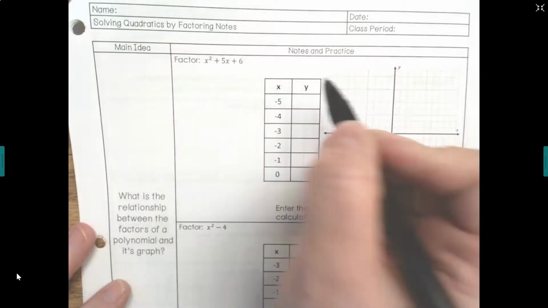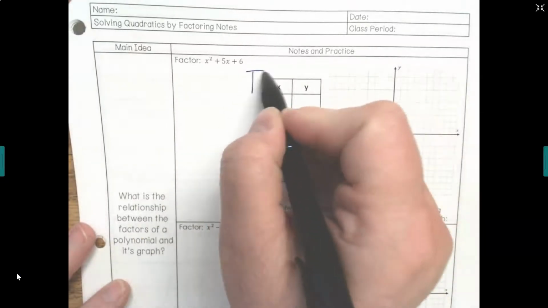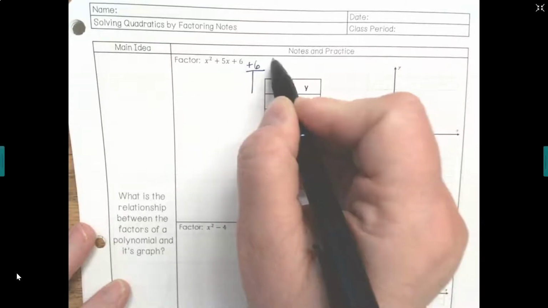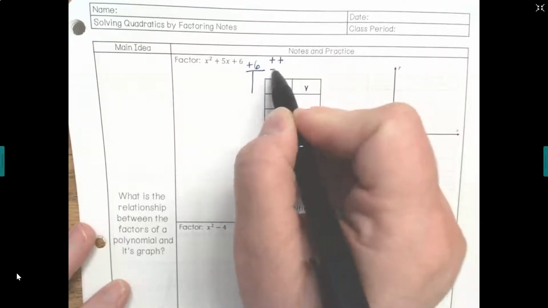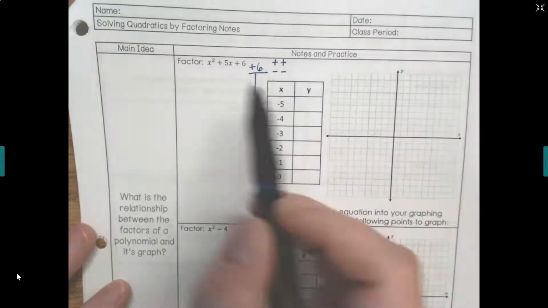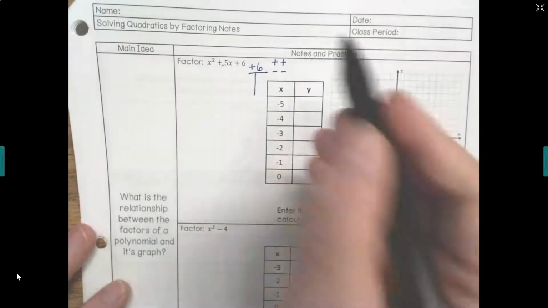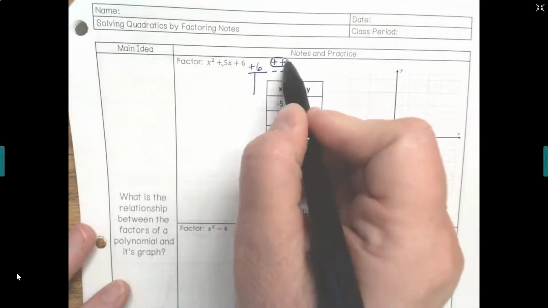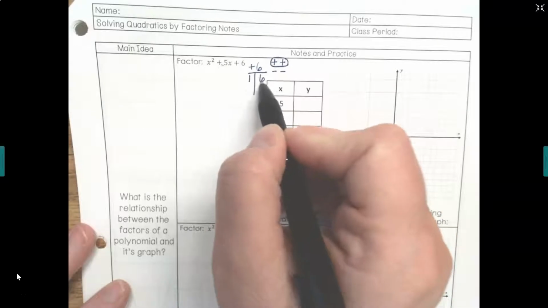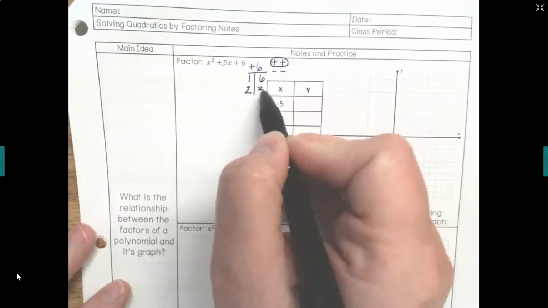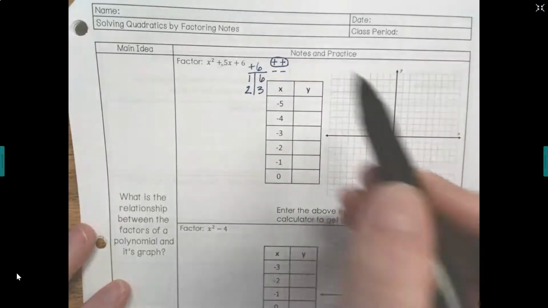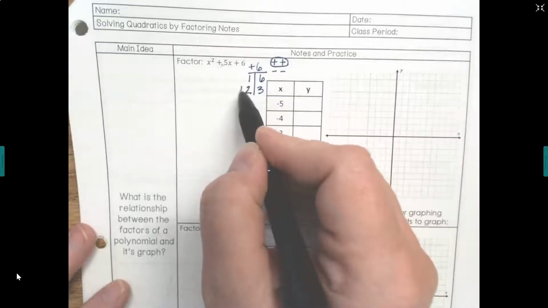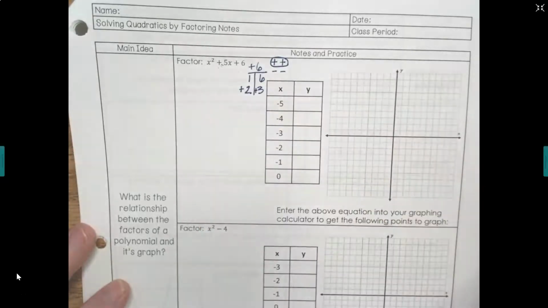So we're looking for what multiplies to 6, and it's a positive 6. That means the signs are either both positive or both negative, and it adds to a positive 5, which means they're both positive. We have 1 and 6, and 2 and 3. Because we have to have both positives, the only pair that adds to positive 5 is positive 2, positive 3.